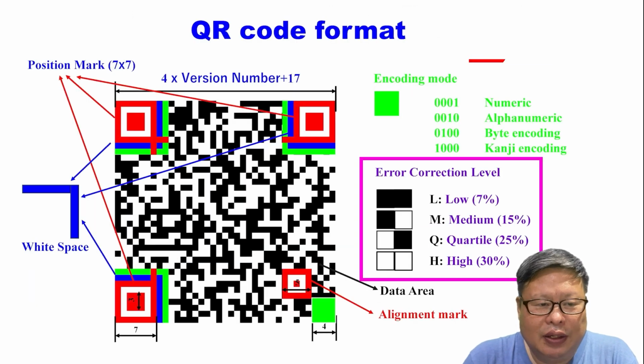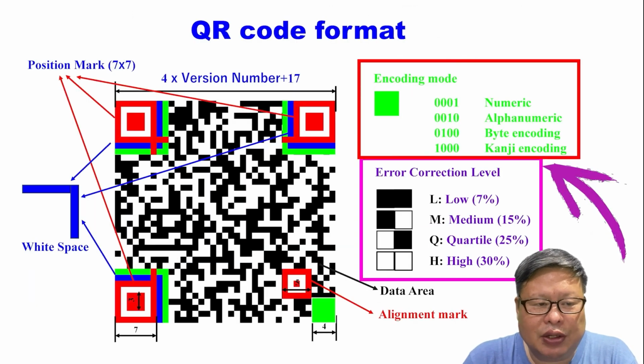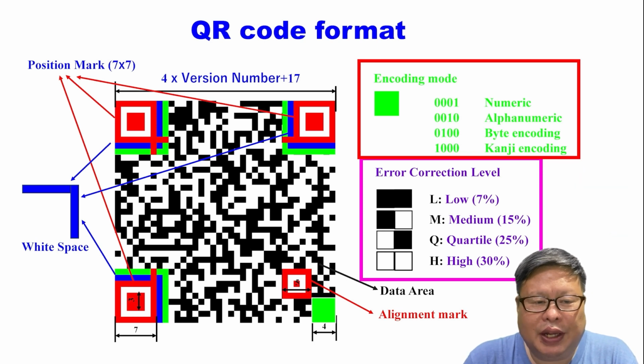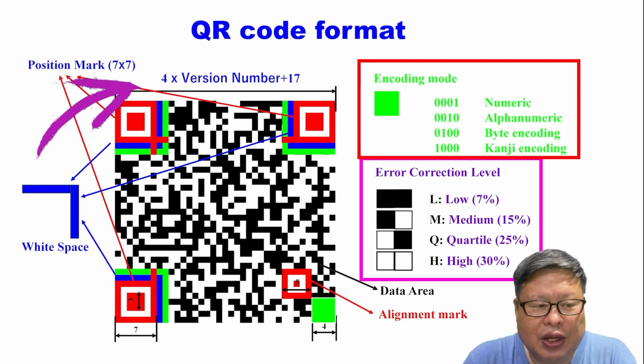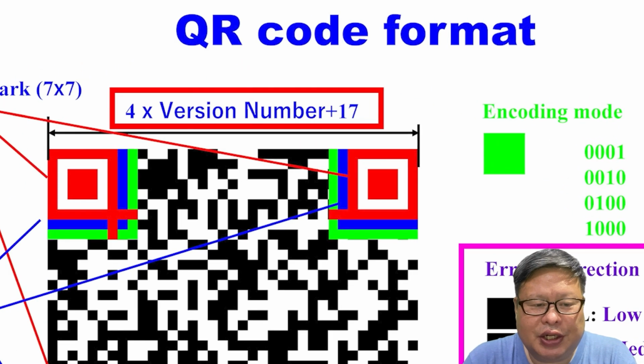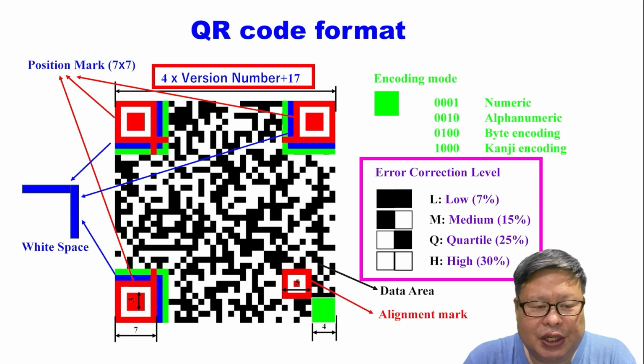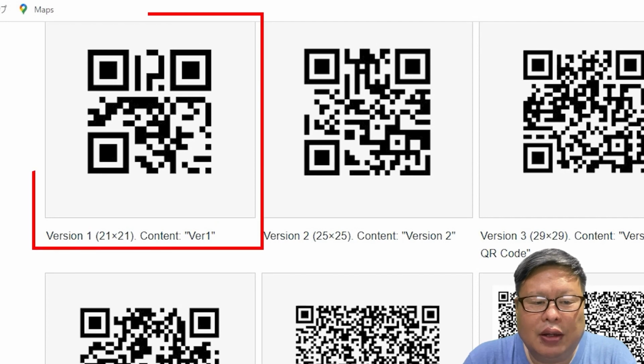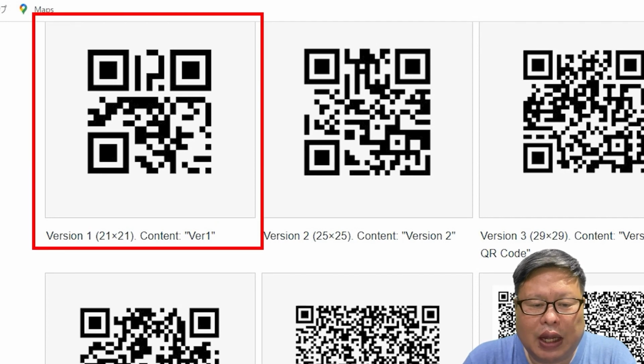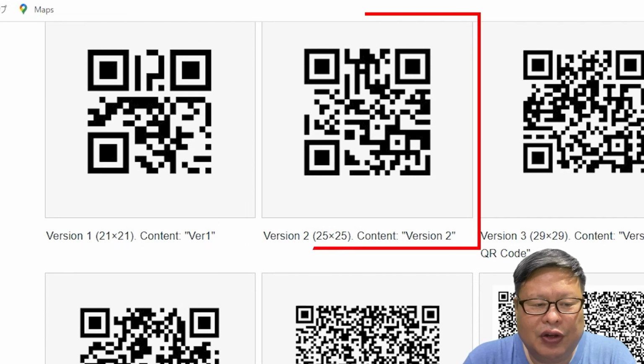The amount of data a QR code can represent depends on the data type, such as numeric, alphanumeric, byte encoding, and kanji encoding. Additionally, the version of the QR code, ranging from 1 to 40, determines its overall dimensions. The total size is determined by the equation 4 times version number plus 17. For instance, version 1 corresponds to a 21 times 21 square, while version 2 is a 25 times 25 square.